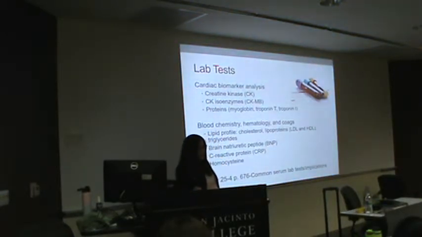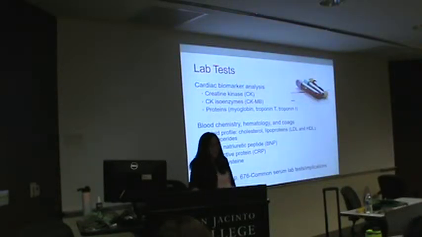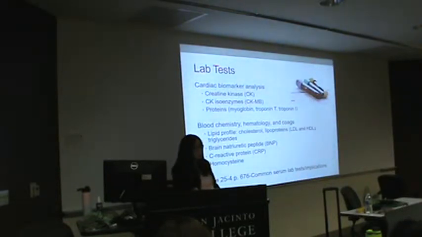That's something I learned. CRP, your C-reactive protein, is a neurohormone produced by the liver in response to systemic inflammation. So if this is elevated, then it increases the risk of the development or progression of arteriosclerosis.